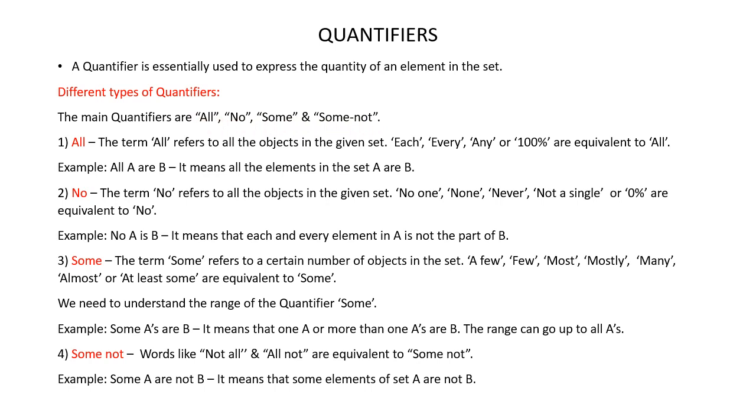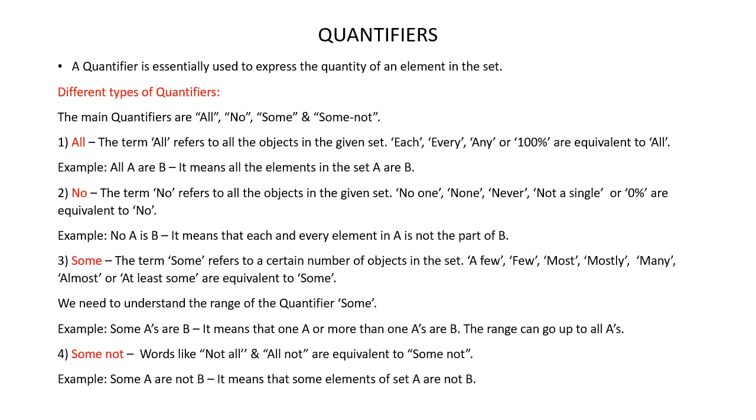First, let's learn about the quantifier all. The term all refers to all the objects in the given set. Each, every, any, or 100% are equivalent to all. That is, all these words mean all. For example, all A are B means all the elements in the set A are B. 100% A are B means all A are B. That is, all the elements in the set A are B.